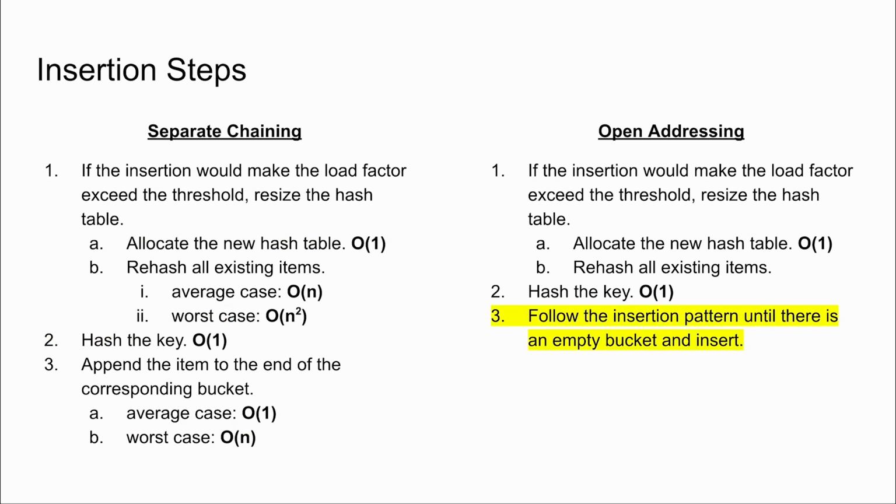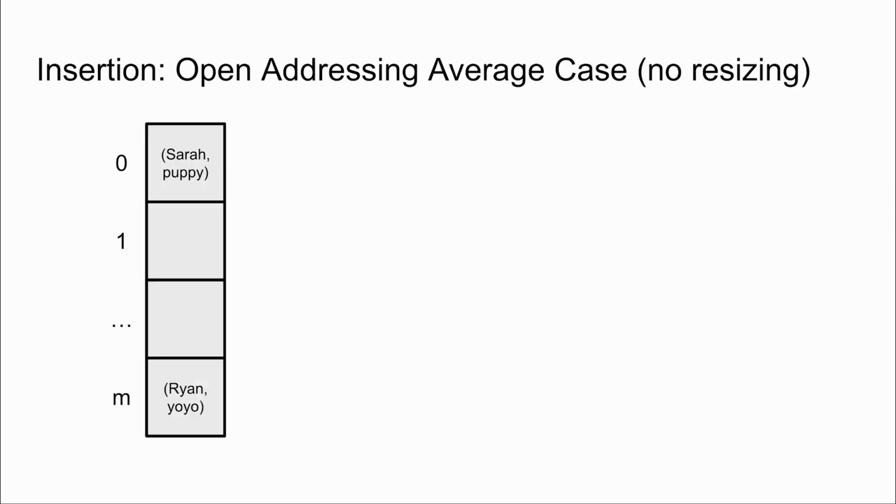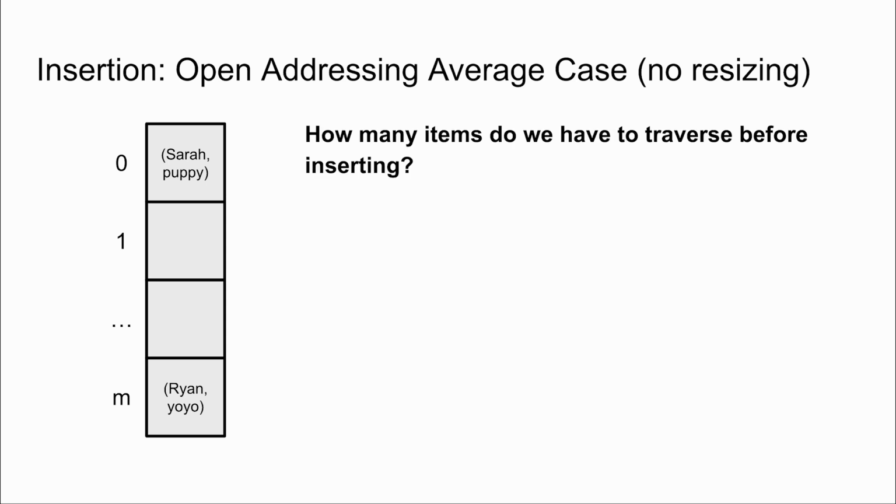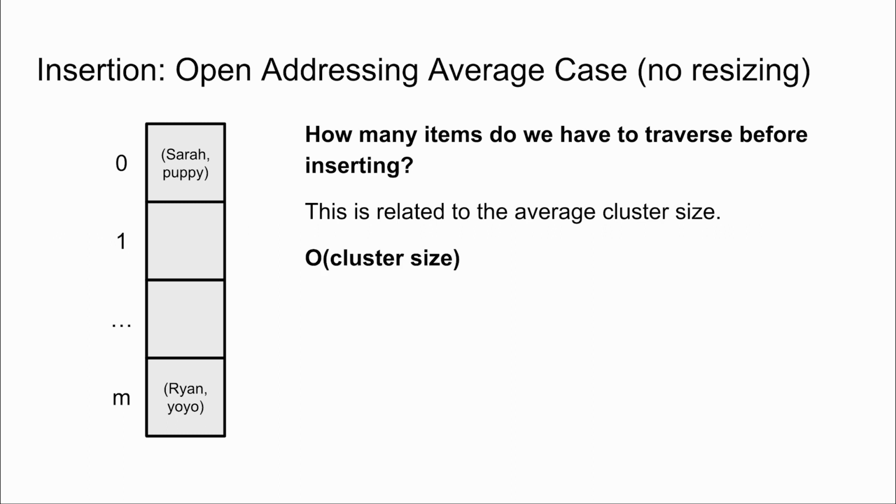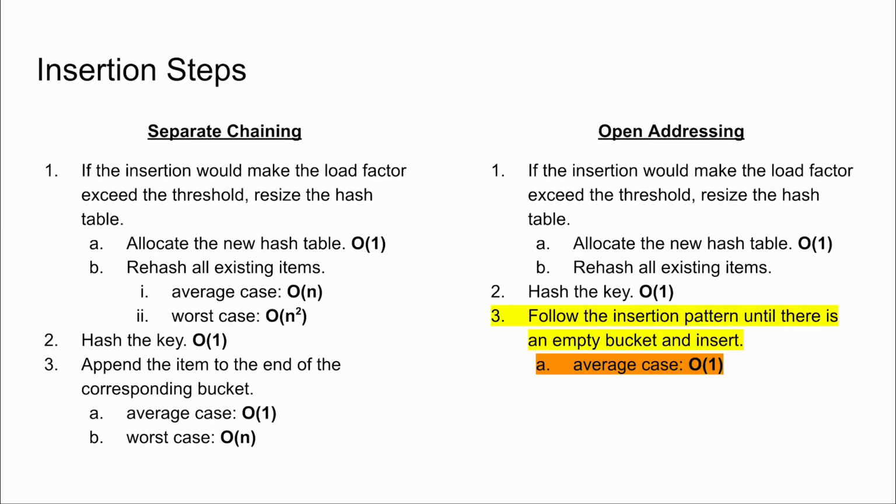First, we will look at the step where we follow the insertion pattern until we encounter an empty bucket. We will first cover the average case where there is no resizing. To analyze this, we ask ourselves, how many items do we have to traverse before inserting? The number of items we have to traverse before inserting is related to our cluster size, so traversing the hash table is O(cluster size). Then inserting the item is O(1). Since this is the average case, and we are assuming a good hash function, we can assume the average cluster size is a constant. Then this becomes O(1), and the total runtime is O(1). So, the average case runtime for insertion without resizing is O(1).